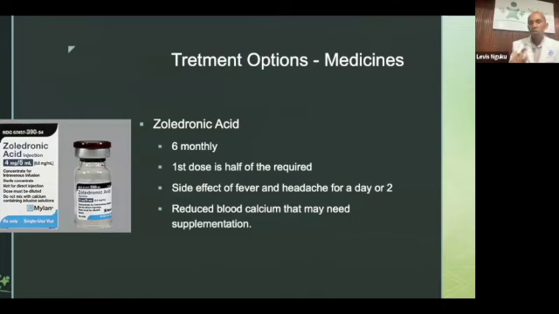And for us to introduce the patient to the drug, for the first dose, we usually give half of the normal dose required. And then when they come back 6 months later, that's when we continue giving the regular dose they're supposed to have.